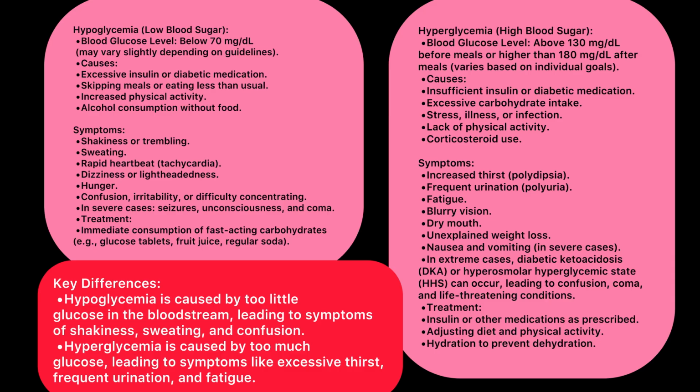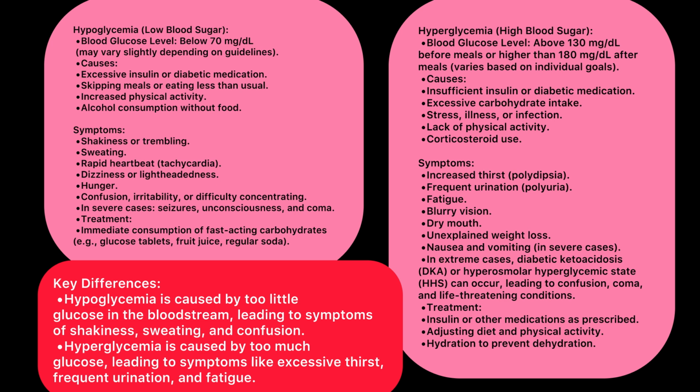Okay, now let's know the key differences between hypoglycemia and hyperglycemia, which is the most important topic for NCLEX. This might be simple, but it is also important for NCLEX. Hypoglycemia is a low blood sugar level below 70 mg per dL, while in hyperglycemia, there is a high blood sugar level, above 130 mg per dL before meals or higher than 180 mg per dL after meals, and it also depends upon the individual or their causes.